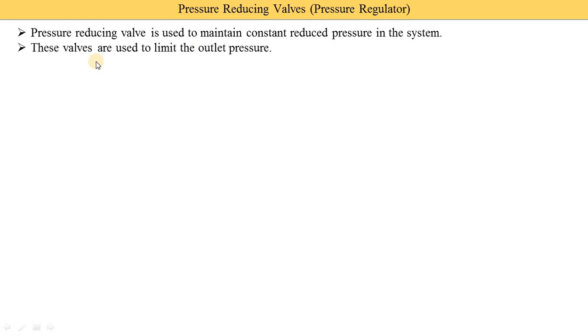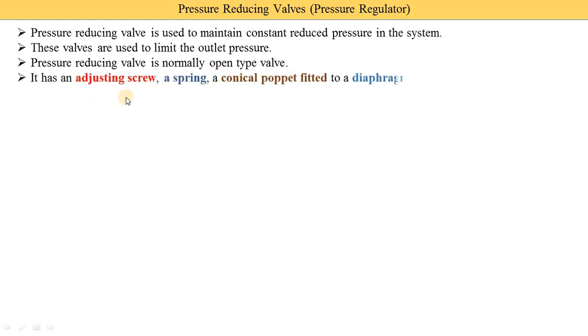These valves are used to limit the outlet pressure, means oil is supplied at a constant pressure to the system because the pressure limit is set. A pressure reducing valve is a normally open type valve. Normally open means they reduce the pressure continuously and then supply it to the system. A pressure relief valve is a normally closed type valve and only opens when the pressure increases above the preset value. But this pressure reducing valve is continuously open, means it is reducing the pressure and then supplying oil to the system.